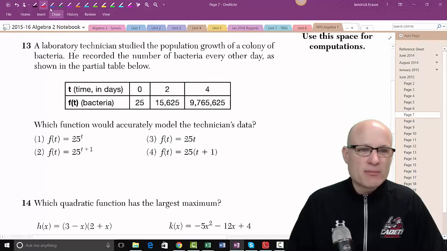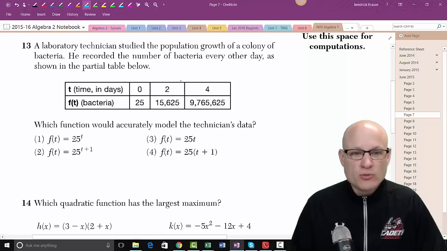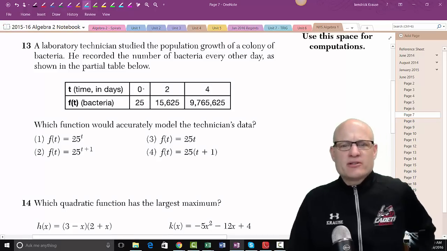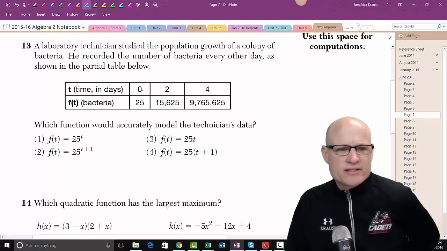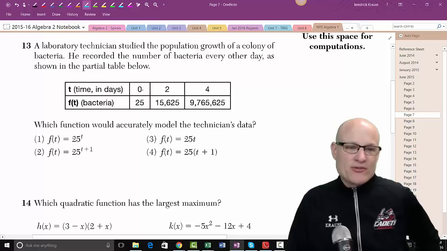Anyway, let's get started. We'll start with cool blue. A laboratory technician represents the growth of a colony of bacteria recorded this. Which function could model this data?